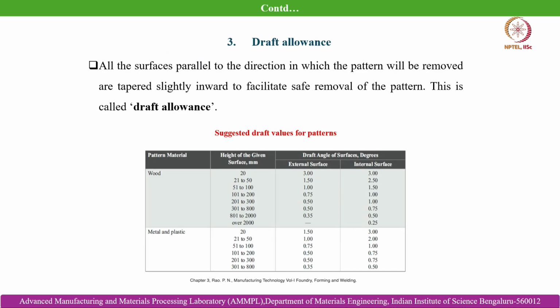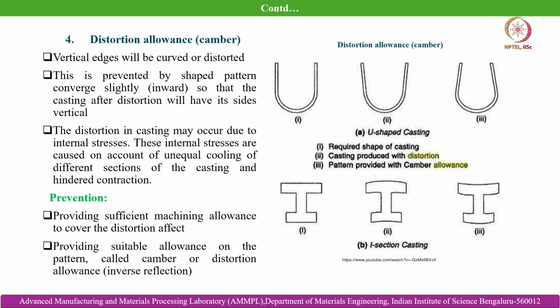So, next, the draft allowance has also been discussed. This table shows you the amount of draft allowance provided for different pattern materials. Like when the pattern is made of wood, the draft allowance is much higher compared to when the pattern is made of either metal or plastic material.